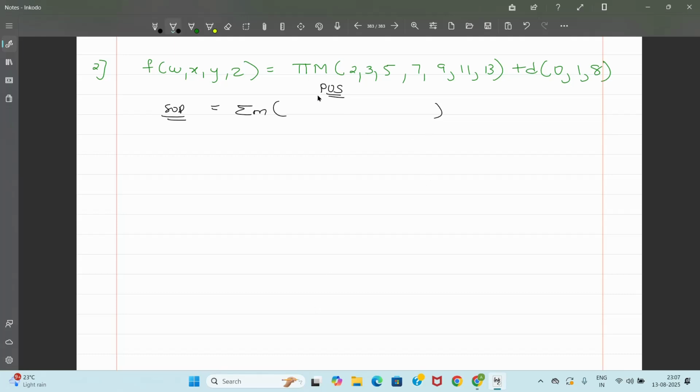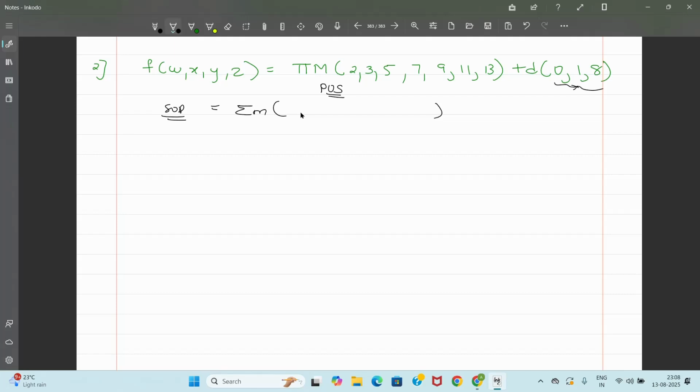So how do you convert POS to SOP? Whatever numbers are mentioned in the POS equation, take the numbers which are not there in this and not there in don't care. Don't care is 0, 1, 8. Don't touch these three numbers. Apart from these three and apart from whatever is given in the POS maxterms, the remaining numbers should be written here. So here, 0, 1 is not there, but it is already covered in don't care.